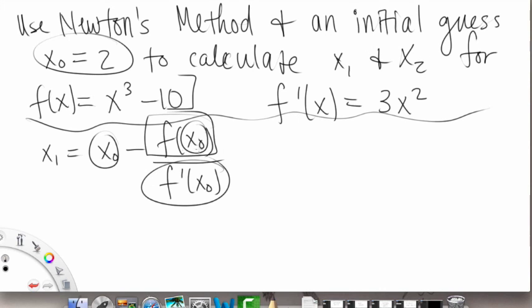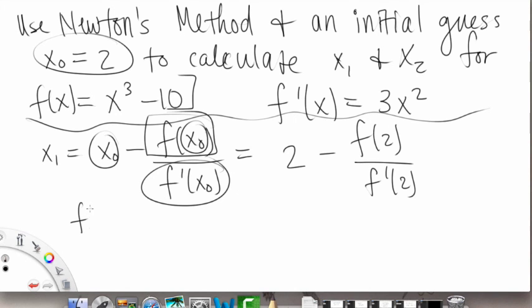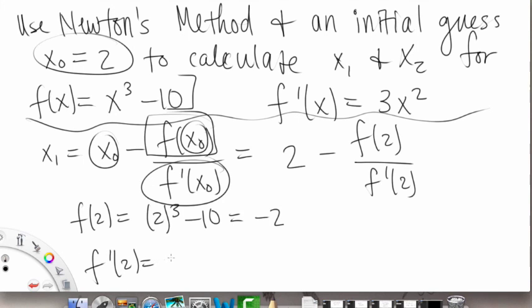So x sub 1 is going to equal 2, if we plug that in for x naught, minus f of 2 over f prime at 2. Let's find f of 2 and f prime of 2. f of 2 is 2 to the third power minus 10, so that's 8 minus 10, which is negative 2. And f prime of 2 is 3 times 2 squared, so that's 3 times 4, which is a positive 12.